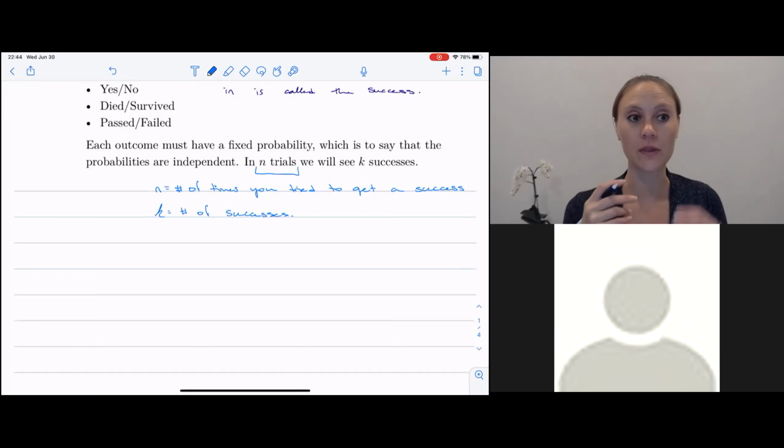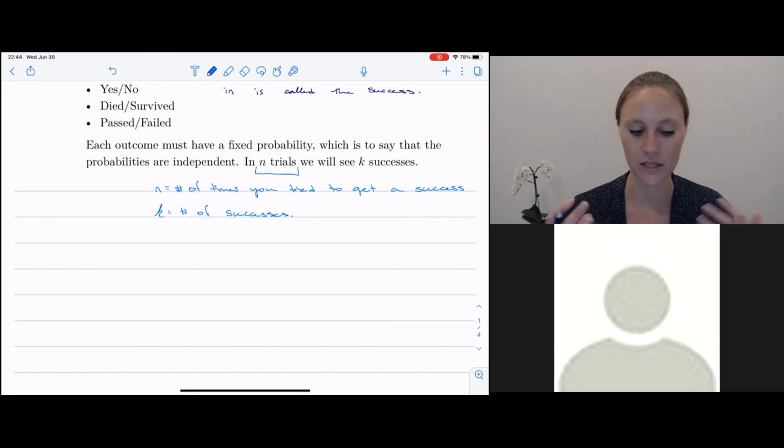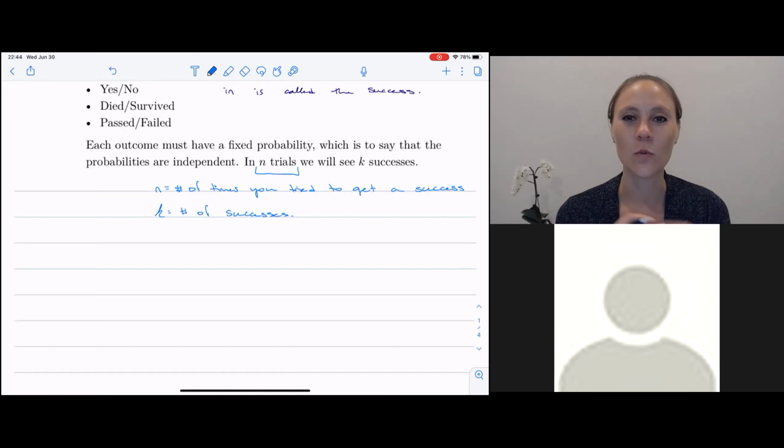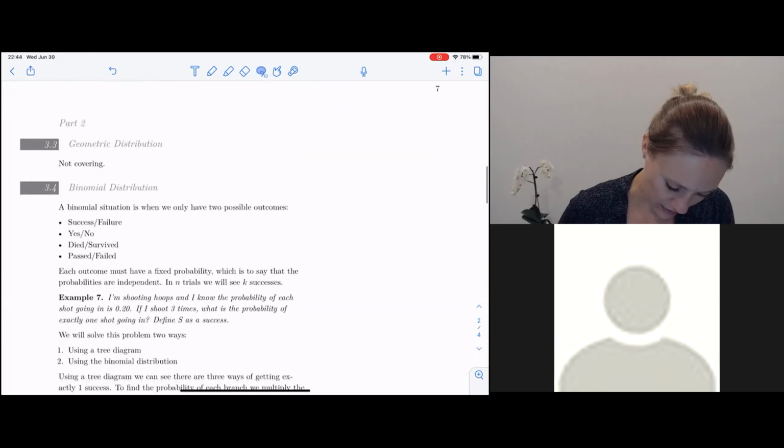If you think about flipping a coin 10 times, that would be the number of trials. And whether you're interested in heads or tails doesn't matter. Let's say you're interested in how many tails you got, then K would be the number of tails that you saw in those 10 flips. Good.